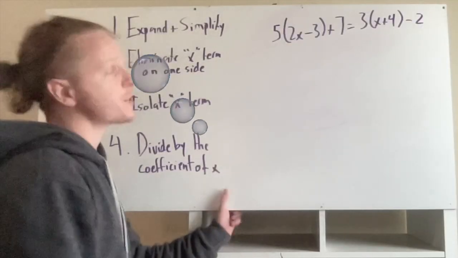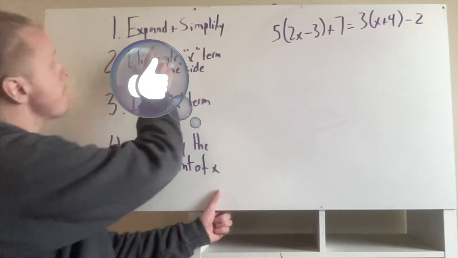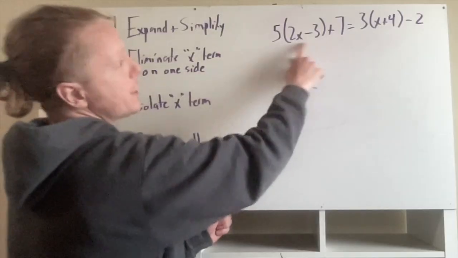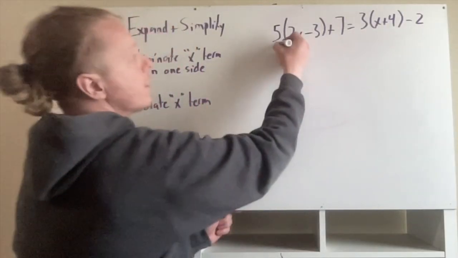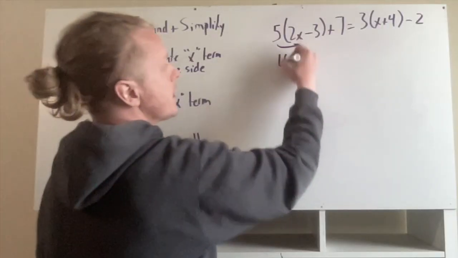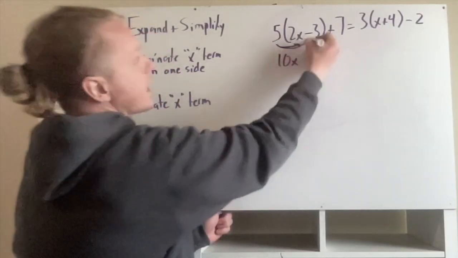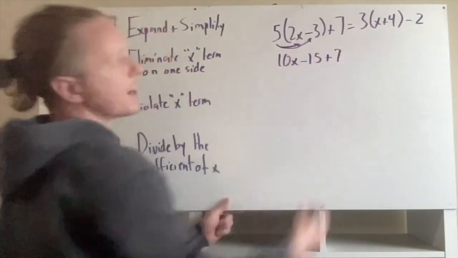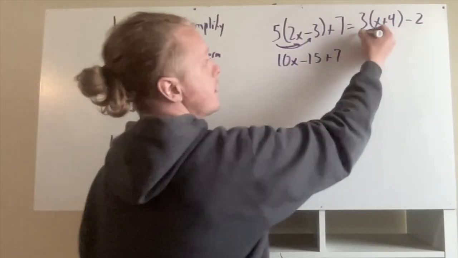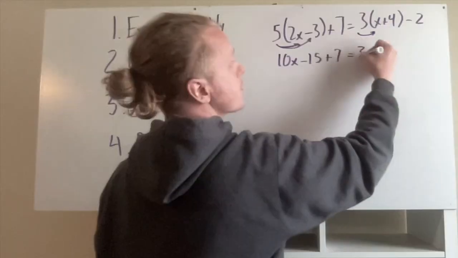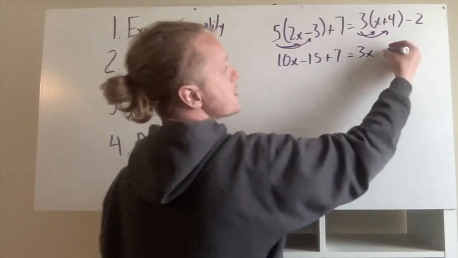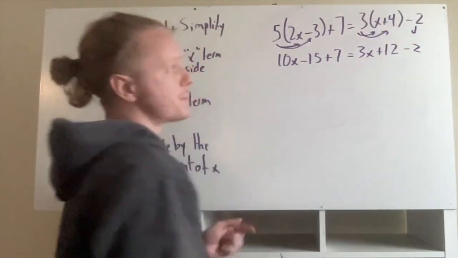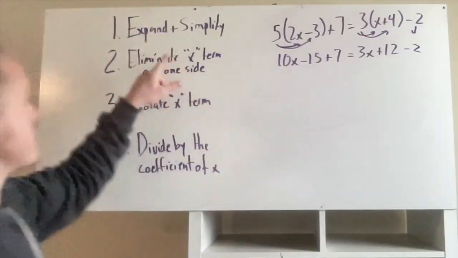Okay, so here's our next equation we're going to be working with. Let's take it right from the top. Step 1, expand. So I see there's expanding to do here, and I see there's expanding to do here. 5 times 2x gives me 10x. 5 times negative 3 is negative 15. And then I just copy down the plus 7. It doesn't disappear. Okay, on this side, 3 times x is 3x. And 3 times positive 4 is positive 12. And then similarly, copy that down, the minus 2. It doesn't go anywhere.